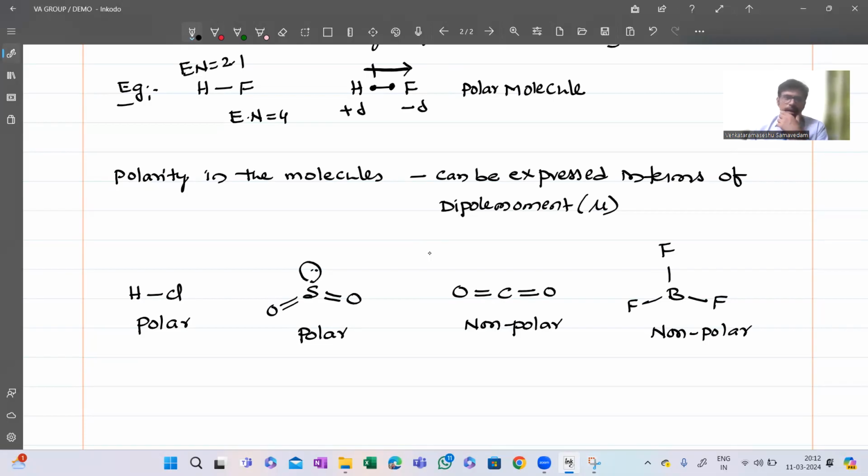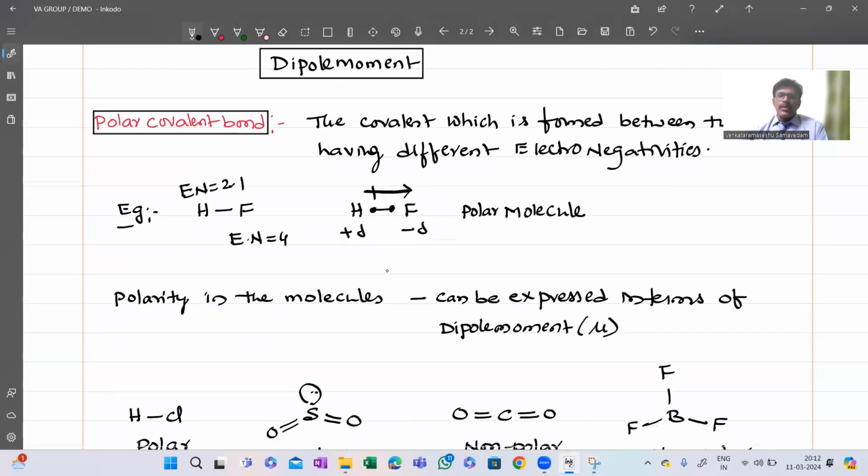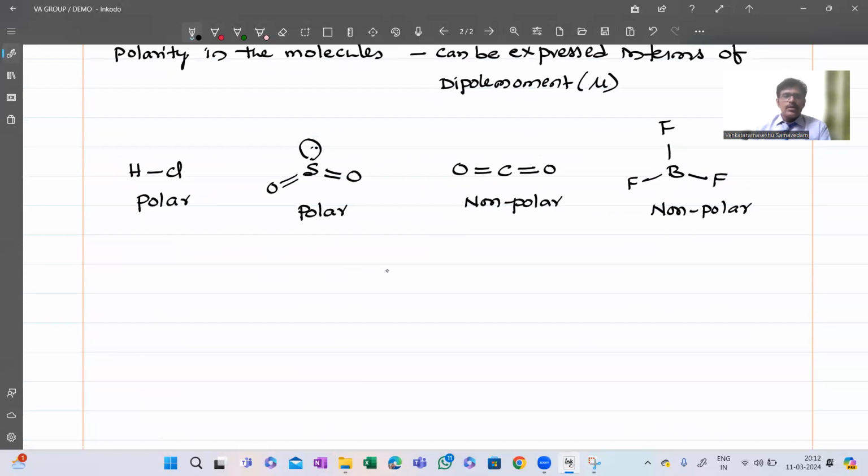Sometimes we can get only one bond moment, and based on one bond moment we can calculate polarity in the molecule. Sometimes based on two or more bonds, we can explain the polarity in the given molecule. So the complete polarity in the given molecule can be explained by using the dipole moment concept. So what is a dipole moment? How can we explain it? Dipole moment, mu.